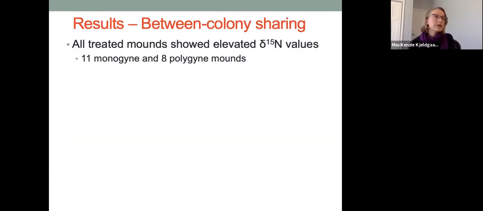So looking at our results, all treated mounds showed highly elevated nitrogen-15 values by the end of the experiment. So that shows that our methods were highly successful in spiking the values of the treated mounds. We had 11 single queen and 8 multi-queen treated mounds.